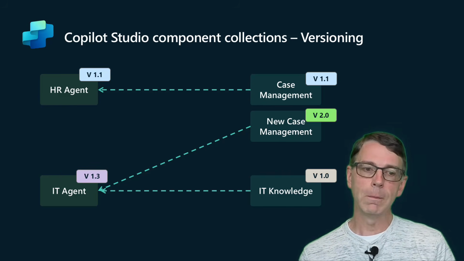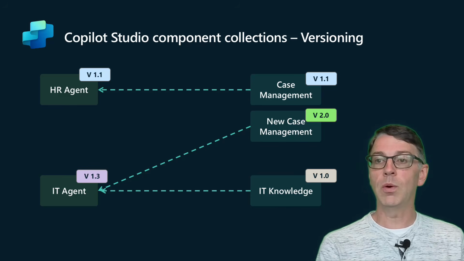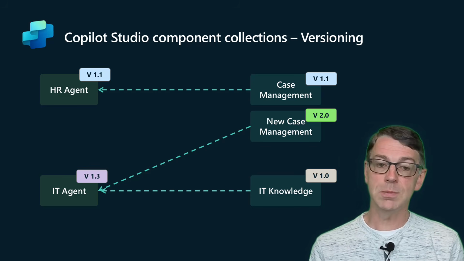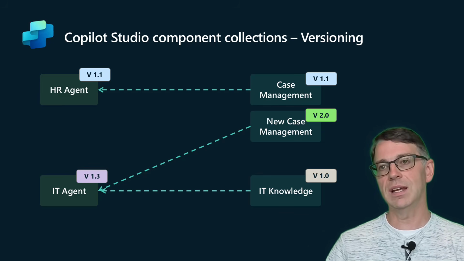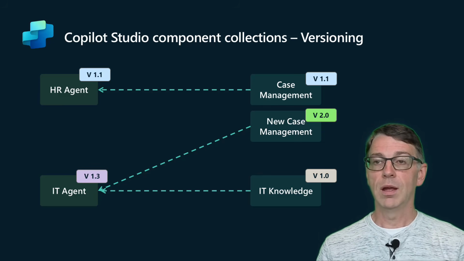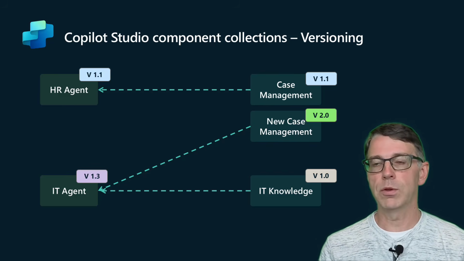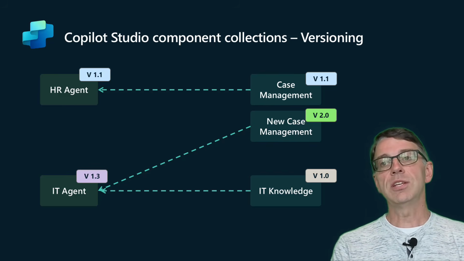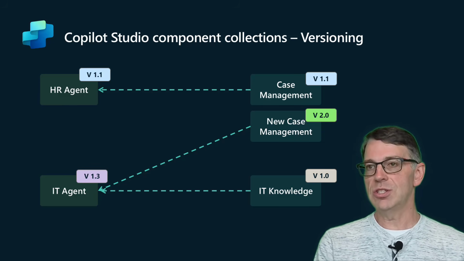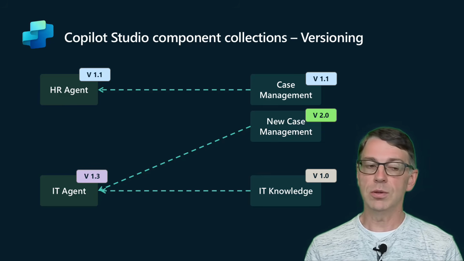So now what we can do is we can have the IT agent version to 1.3, take in the V2 of the new case management system and still maintain the IT knowledge information as well in V1.1.0. So again, a lot of control for the maker. And again, until the maker hits the publish button, you're not going to see these changes coming downstream to the actual agent that's being used.